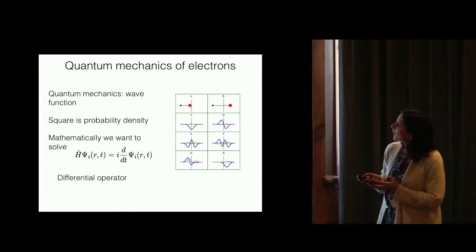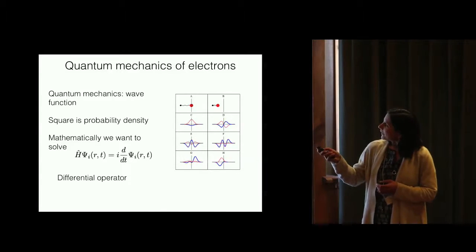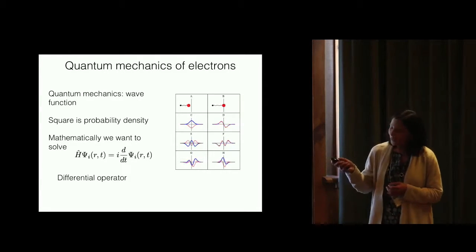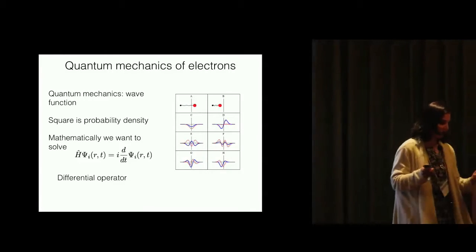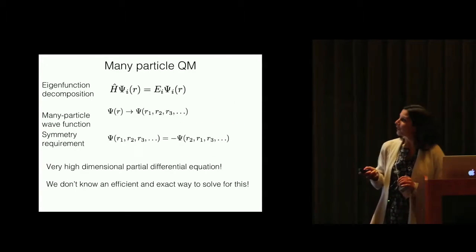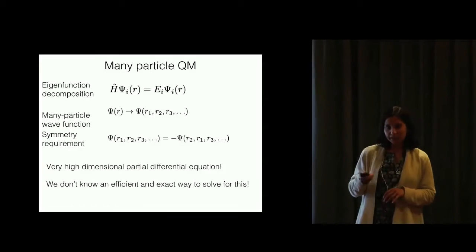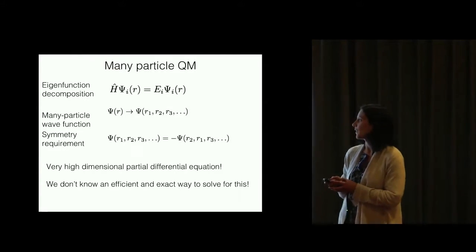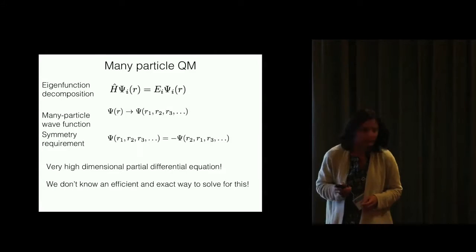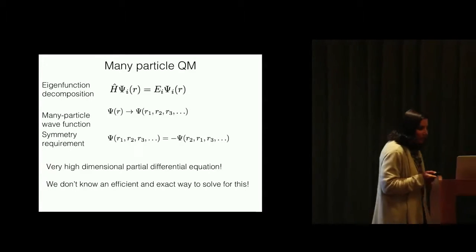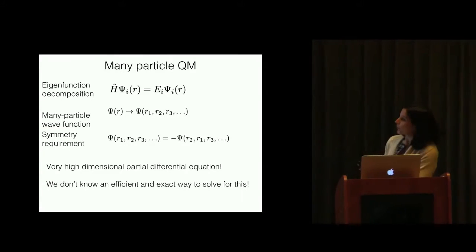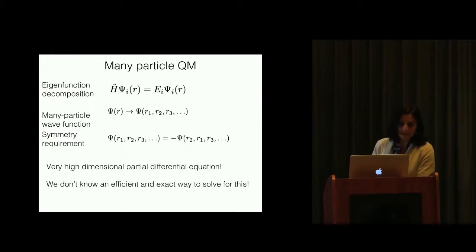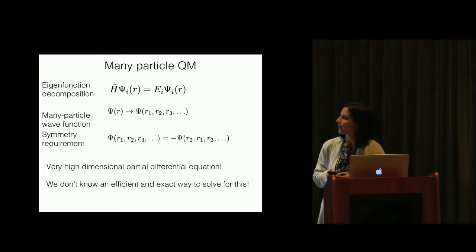The square of that wave function is the probability density. And this is relatively simple for something like one electron, but it quickly becomes challenging in real materials when we have many particles, so many different electrons that interact with each other, the atomic nuclei, and other sorts of things. And so just mathematically, what we have is a mathematical problem that we're trying to solve, a partial differential equation. We want to do an eigenfunction decomposition on that.